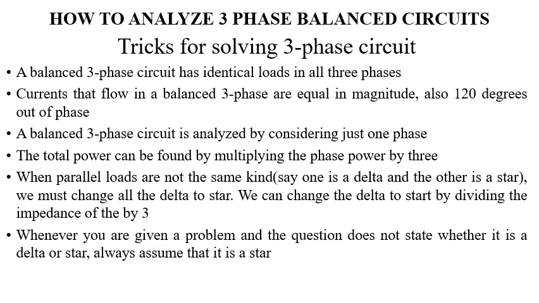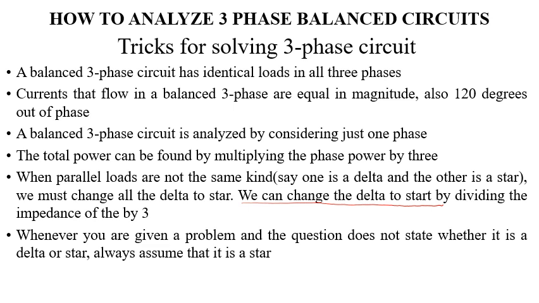So let's say when you are calculating a question, and you have a parallel circuit, and you realize that one is a delta and one is a star. You have to change the delta to star. That is it. You always change the delta to star. It's very important. We always change the delta to star.